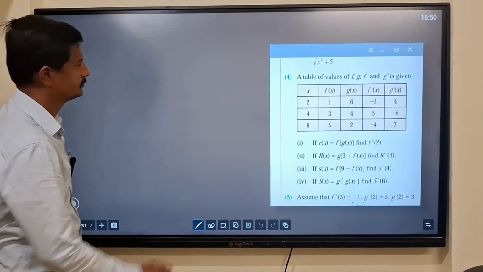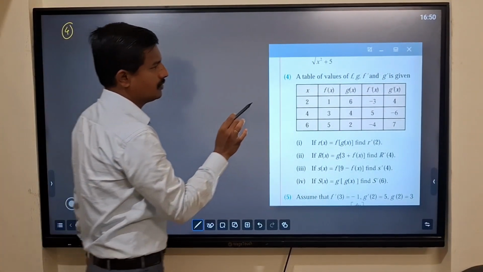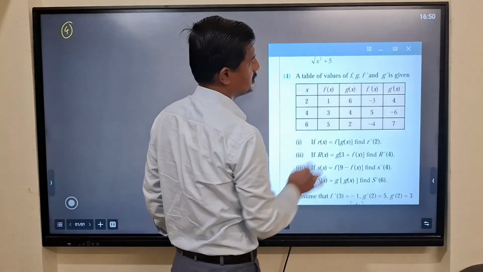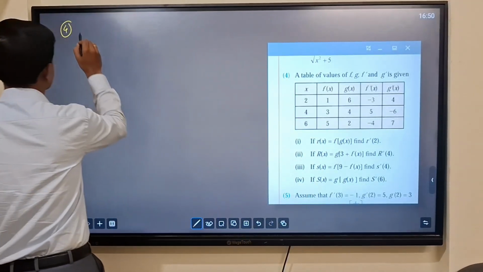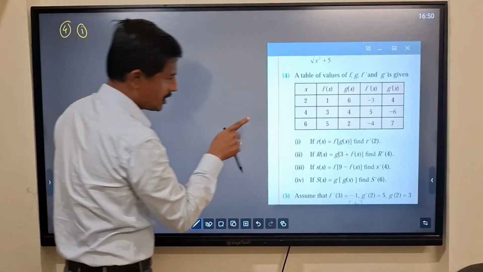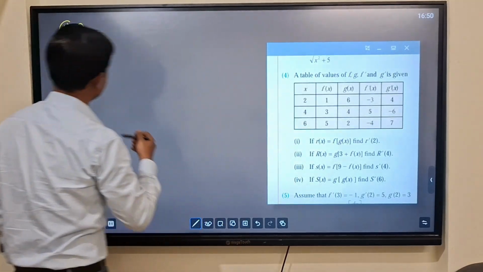Question number 4. A table of values of f, g, f prime and g prime is given. This is the table. And first one is: if r of x is equal to f of g of x, find r prime of 2.